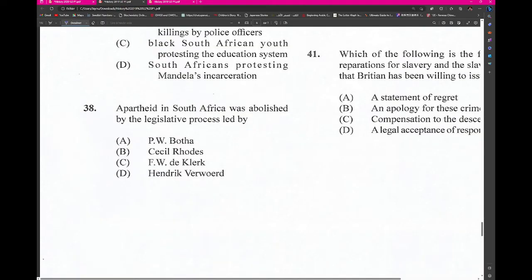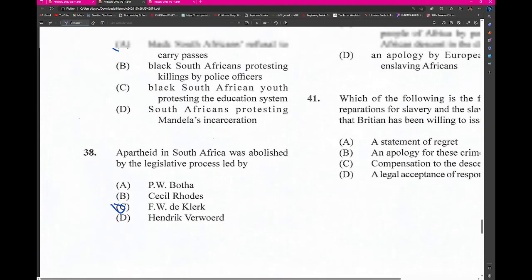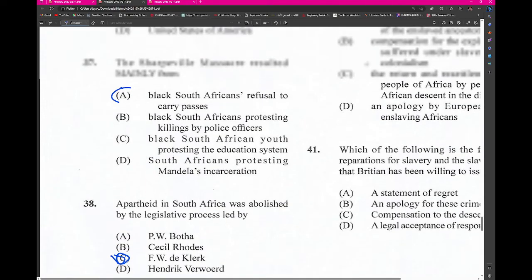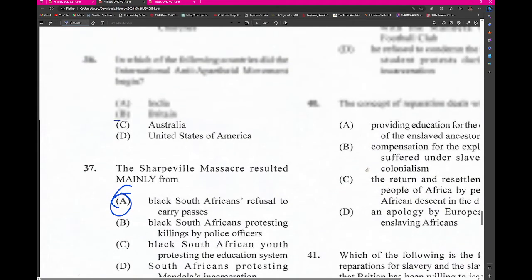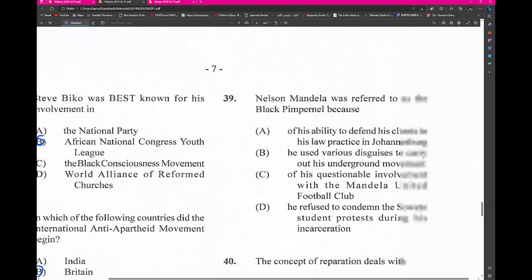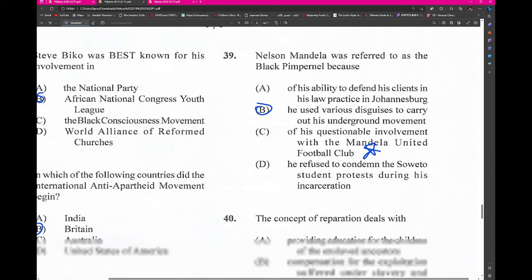38. Apartheid in South Africa was abolished by the legislative process led by de Klerk. Was it led by de Klerk? Alright, so let's look at this. Nelson Mandela was referred to as the Black Pimpernel because he used various disguises to carry out his activities. So we have that there.